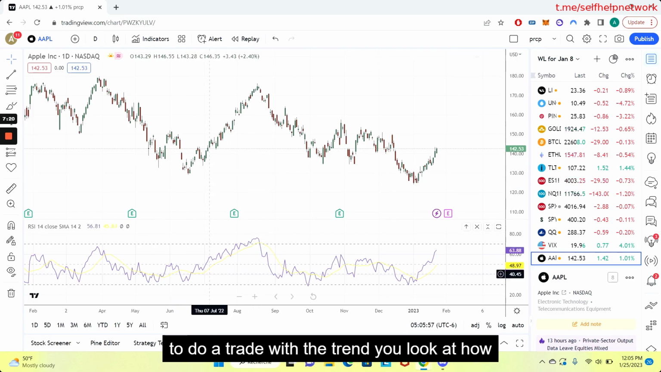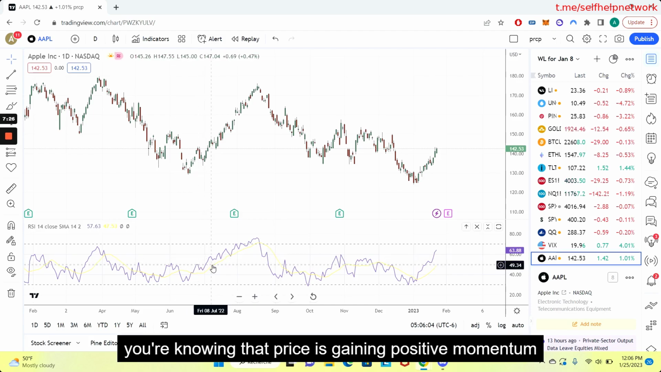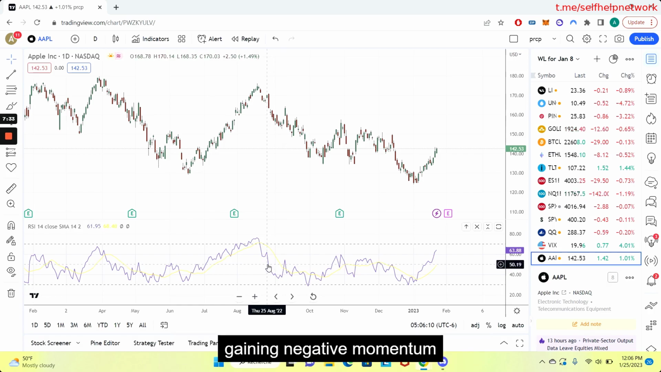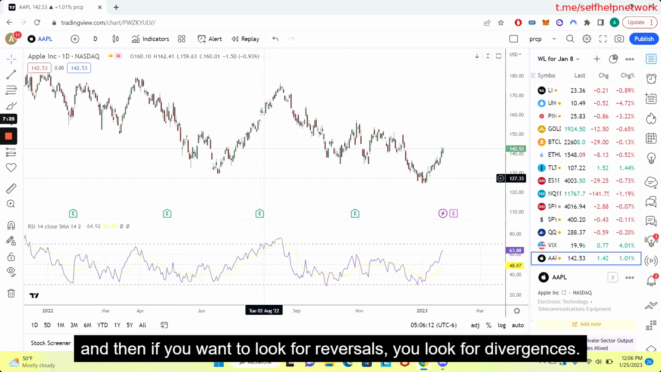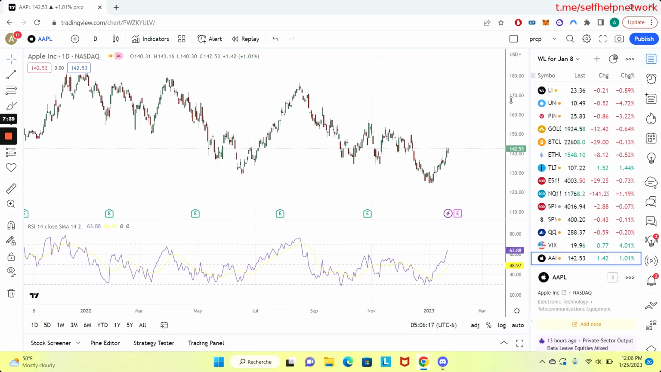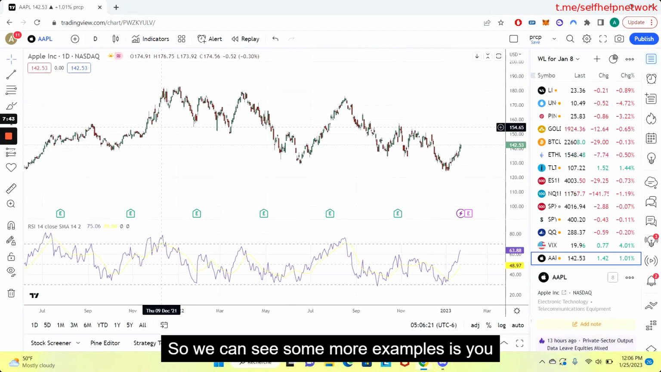How do you do a trade with the trend? You look at how the line breaks 50. If it goes up, then you know that price is gaining positive momentum. If it goes below 50, you know that price is gaining negative momentum. And then if you want to look for reversals, you look for divergences. So we can see some more examples.